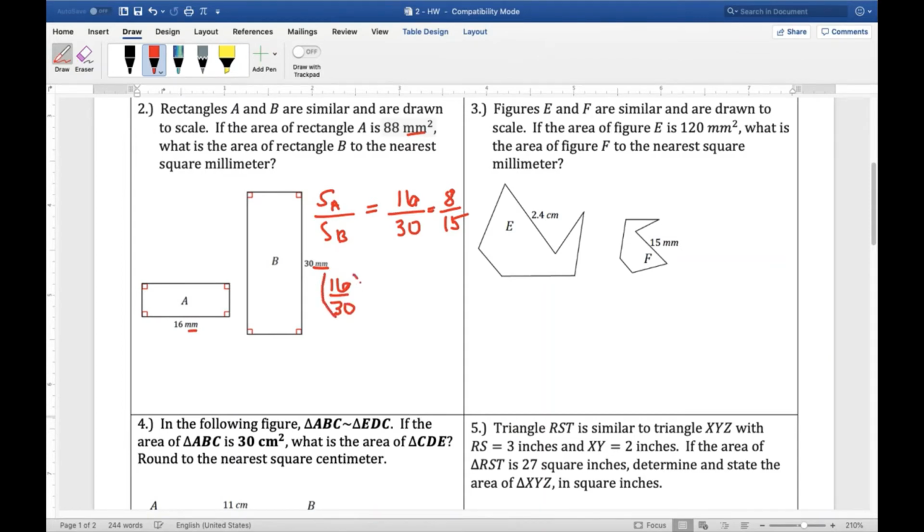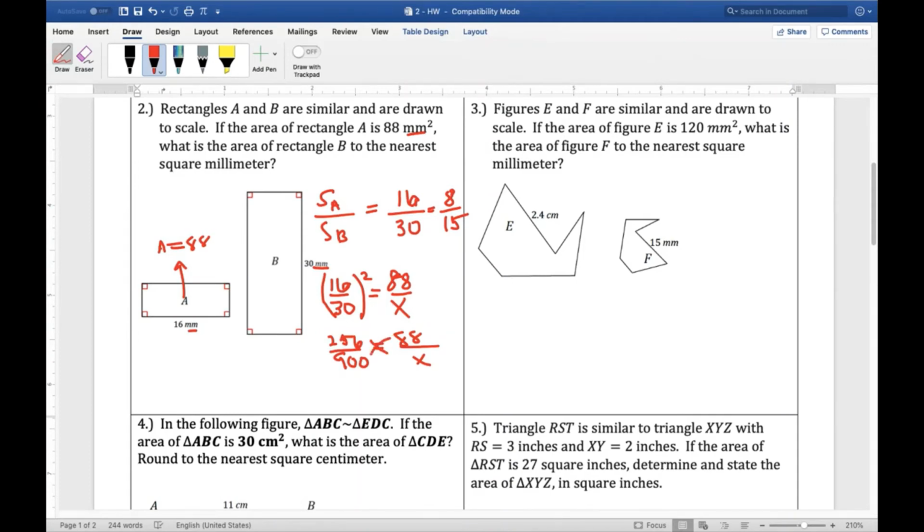And if we square this ratio and set it equal to the ratio of the areas, and we already do know one of these areas, this rectangle has an area of 88 millimeters squared. So I'll put 88 on the same level as the side 16 in the numerator, and put x down here so we can solve for the missing area of rectangle B. If we square these two things, we get 256 over 900 equals 88 over x. If we just did 16 over 30 equals 88 over x, it would not work. We know the ratio of the sides is not the same as the ratio of the areas.